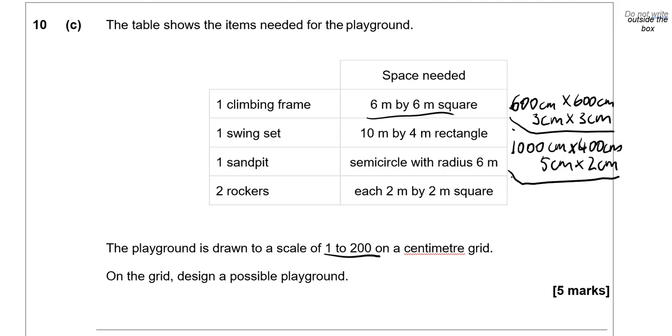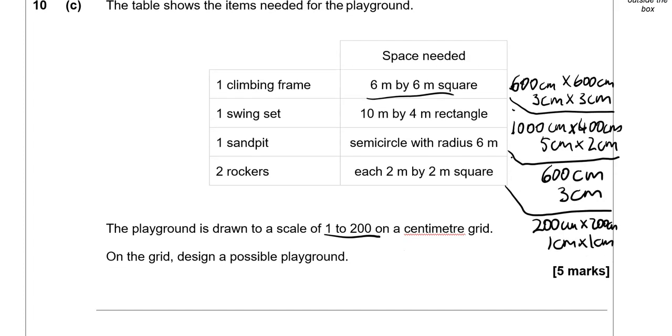Now, the sand pit. It says semicircle with a radius of 6 meters. So 6 meters, that is 600 centimeters, and dividing that by 200 will give us 3 centimeters. That's going to be the radius of it on the grid. And finally, 2 rockers, each 2 meters by 2 meters. So that is 200 centimeters by 200 centimeters. Dividing these by 200, each of them, we get 1 centimeter by 1 centimeter.